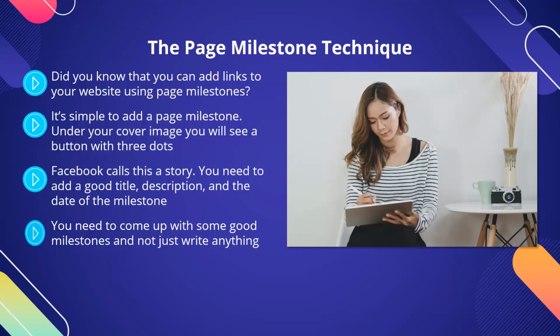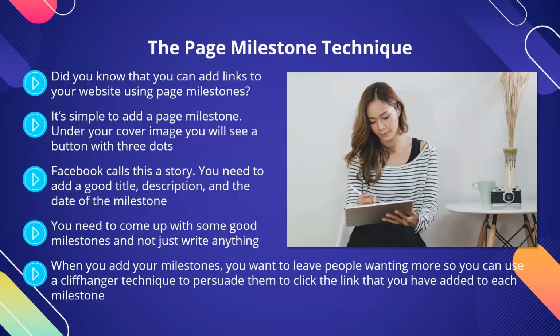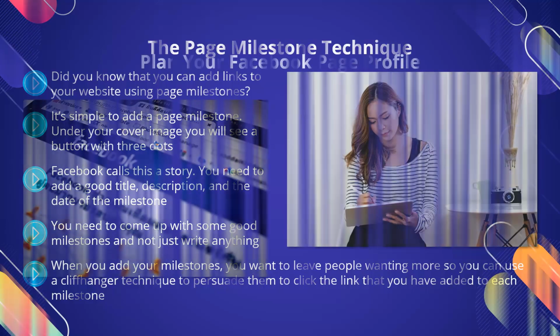Your milestones are your story and they provide a good way for you to connect with your audience. Add milestones that will trigger emotions. People love zero to hero stories, so make good use of this. We will cover your backstory in the next video. When you add your milestones, you want to leave people wanting more, so you can use a cliffhanger technique to persuade them to click the link that you have added to each milestone. For example, you could tell them how you made your first few dollars online, and then tell your visitors that they can see more details by clicking the link.